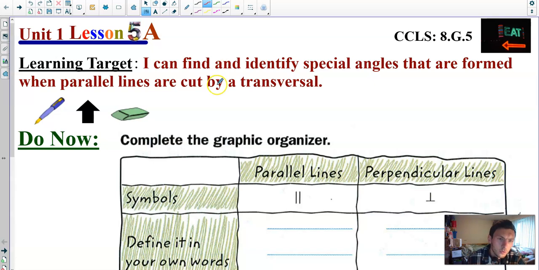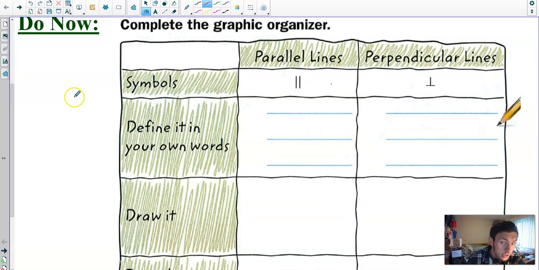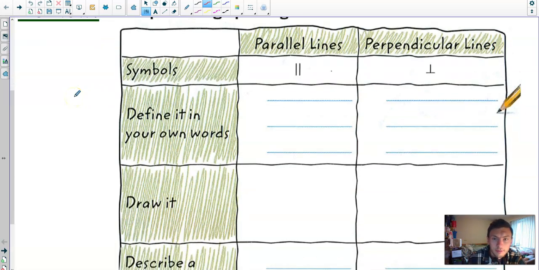So before we jump into the lesson, we're going to complete this graphic organizer. It'd be a good idea to try to fill it out by yourself before you watch the video to see what you remember and what you don't remember. And then we'll go over it. So if you want to pause the video, you can. Otherwise, I'm going to jump right in.